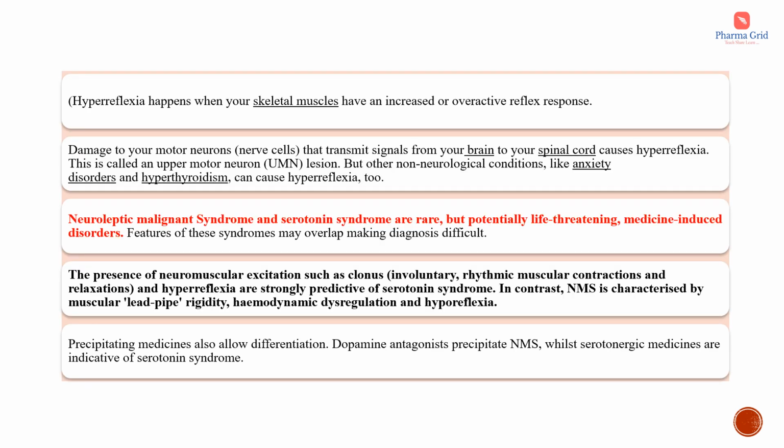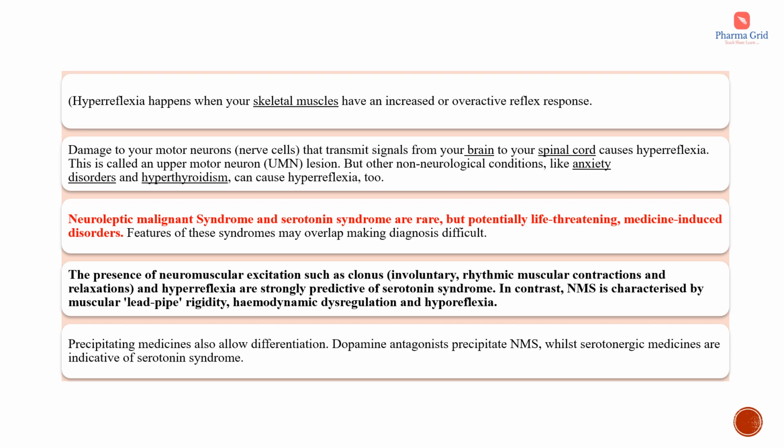Hyperreflexia occurs when your skeletal muscles have an increased or overactive reflex response. Damage to your motor neurons that transmit signals from your brain to your spinal cord causes hyperreflexia. This is called an upper motor neuron lesion. But there are certain other non-neurological conditions like anxiety disorders and hyperthyroidism that can cause hyperreflexia. Neuroleptic malignant syndrome and serotonin syndrome are rare but potentially life-threatening medicine-induced disorders. Features of these syndromes may overlap, making diagnosis of these conditions difficult.